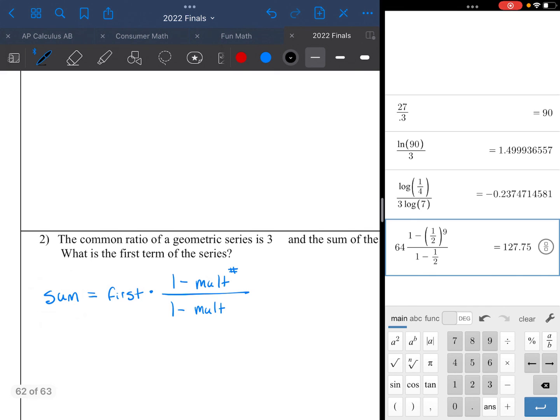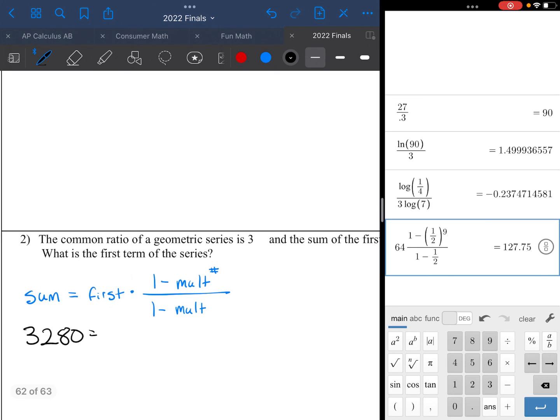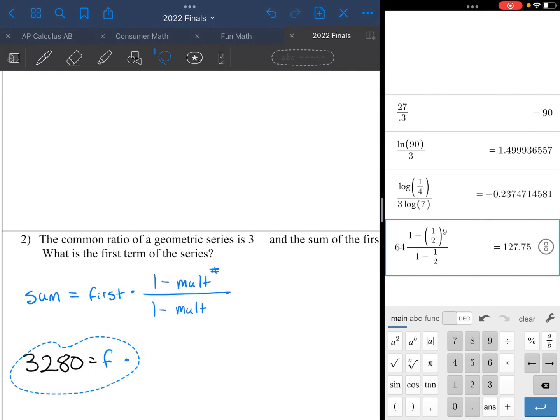So that's going to be 3,280 is the sum. We don't know the first term, so I'm going to leave that as a variable. I'll just call it f for first, times, and then it's going to be that fraction, and I'm running out of room, so let's scoot you guys down a little bit. It's going to be times this fraction of 1 minus the multiplier.